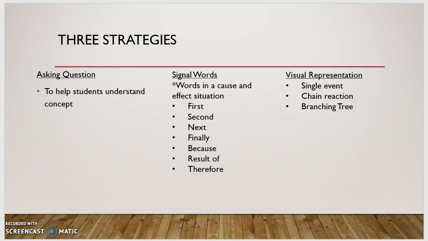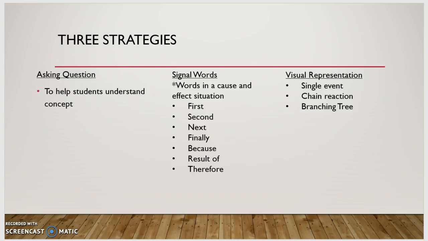The second strategy is introducing them to signal words, and these words are in cause-effect situations in text, and they are first, second, next, finally, because, result of, and therefore. So when students see these words in text that they are reading, they can sometimes lead to cause and effect situations. It's kind of like just a little stopping point for them to say, oh, if I see that word, then I know that this may be a cause and effect situation.